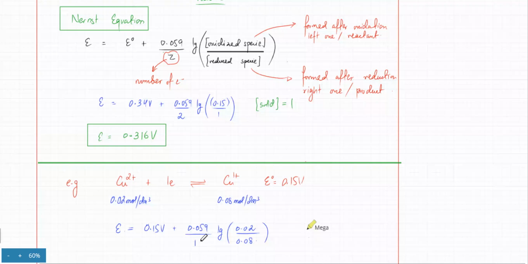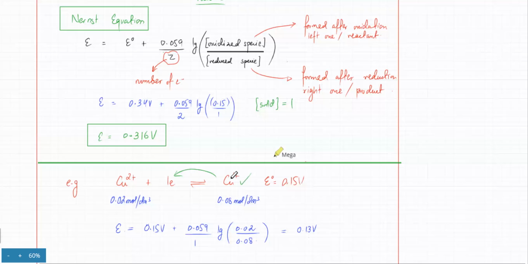So the answer that you're getting is 0.13 volts. And does it make sense? If you look over here, you notice that the concentration of copper 1 plus is much higher compared to copper 2 plus. So the equilibrium should shift in the backward direction, according to Le Chatelier's principle. Why? Because if copper 1 plus concentration is higher, the equilibrium would try to decrease it. So it's going to favor the backward reaction.